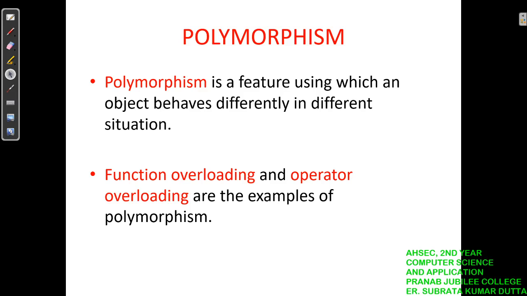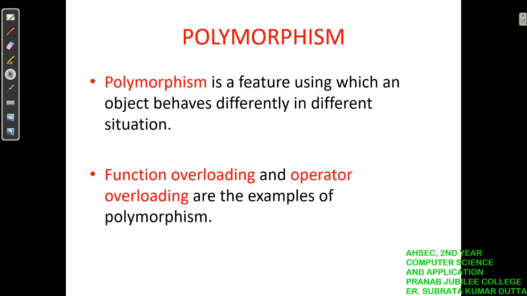So what does the word polymorphism mean? Polymorphism means one thing having different forms. In object oriented programming, polymorphism is the feature using which an object behaves differently in different situations. That means an object having the same name will behave differently, it will have different functions. The name will be the same but will have different functions in different situations.